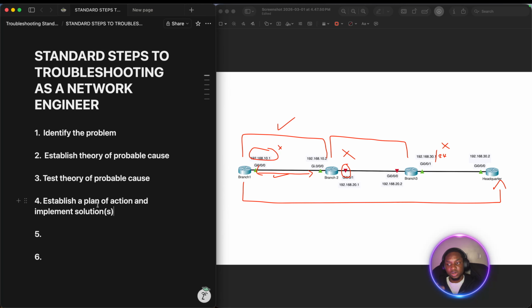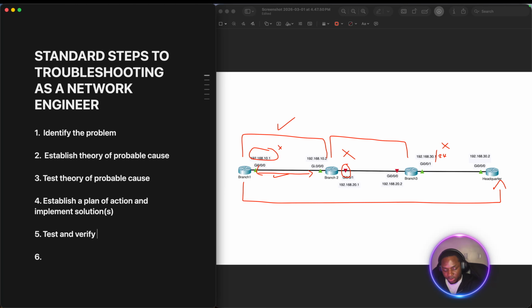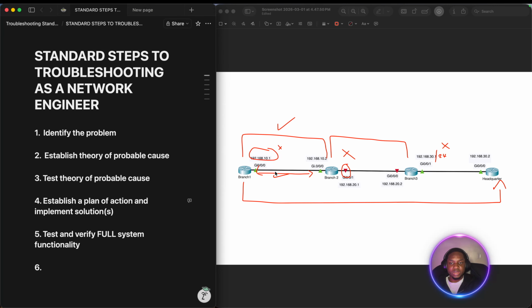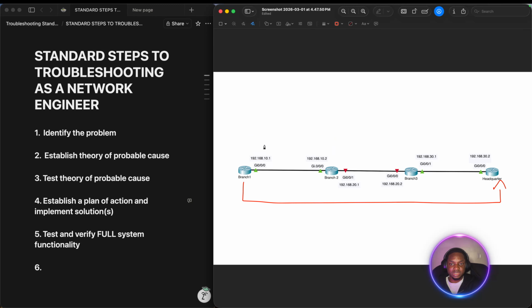which takes us straight to the fifth step, which is to test and verify full system functionality. So in this step, we are testing everything you have done, right? So you've corrected everything, you've corrected this, corrected that. You want to test, right?